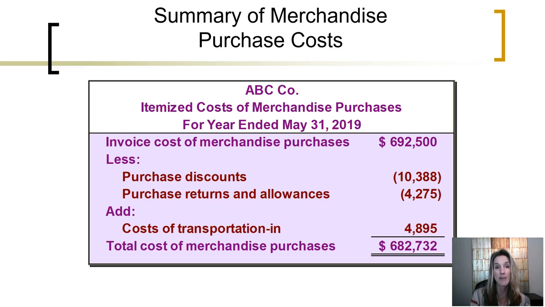So if something happens after the original inventory is recorded at the time of purchase, we need to adjust the inventory account up or down. We need to increase or decrease it as a result of discounts, returns and allowances, and transportation costs.